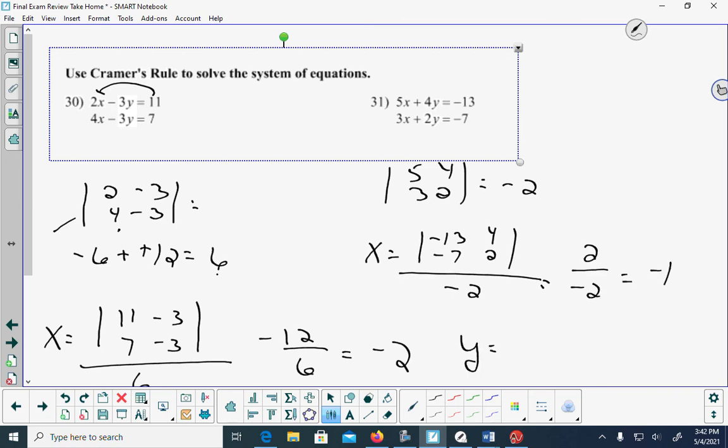For my y, the 5 and the 3 are staying there. Now I'm putting the -13 and -7 in for the y column, still dividing by that -2. And I get 4 divided by -2, which is -2. So my answer is -1, -2.